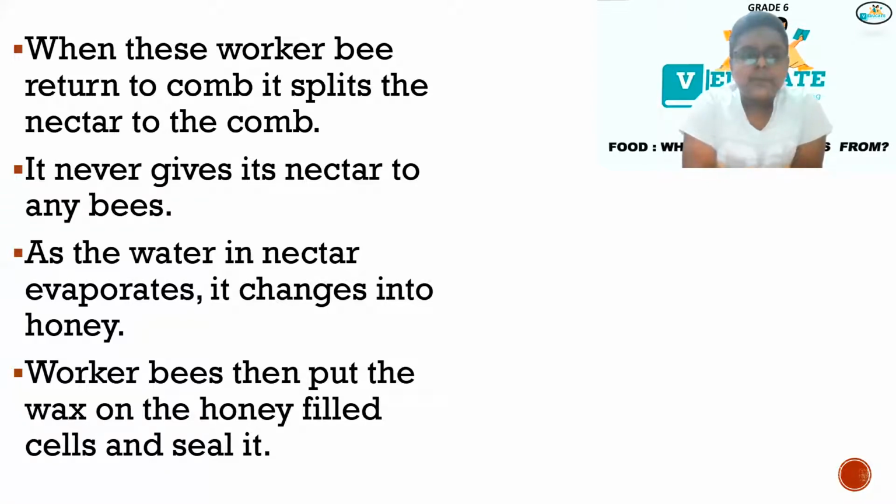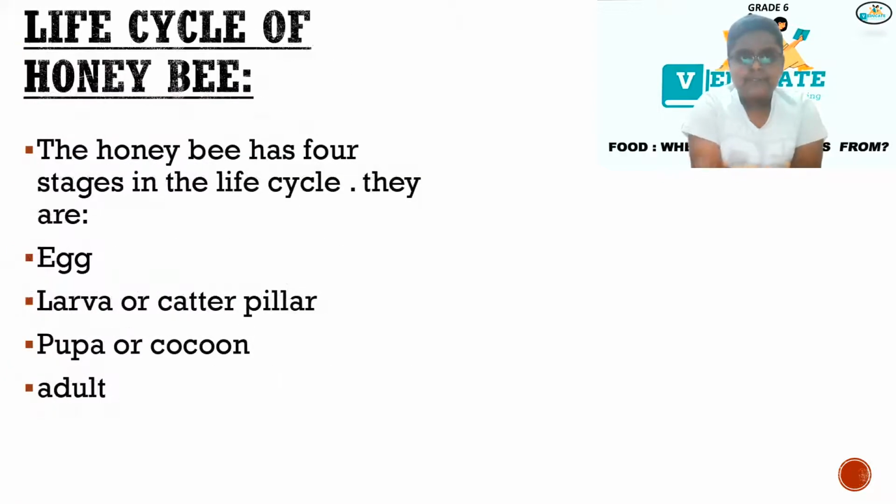Worker bees then put wax on the honey-filled cells and seal them. The wax is a substance of their body, so they seal it with their body's own wax.